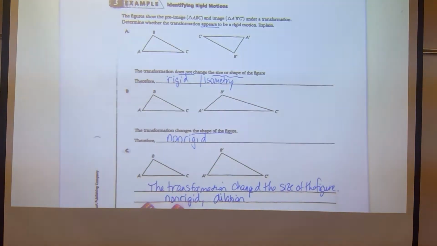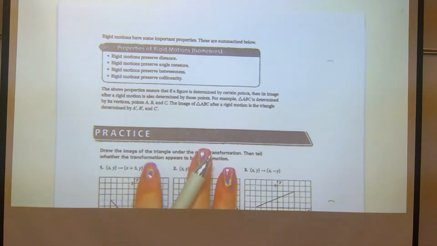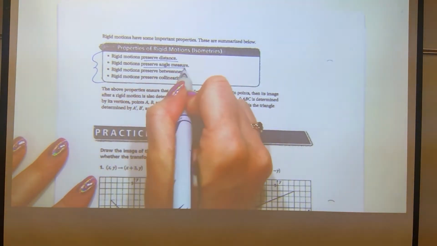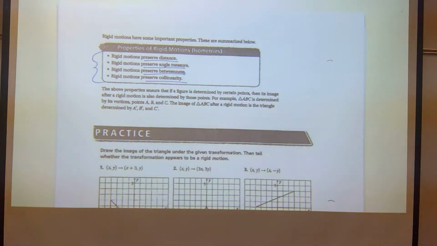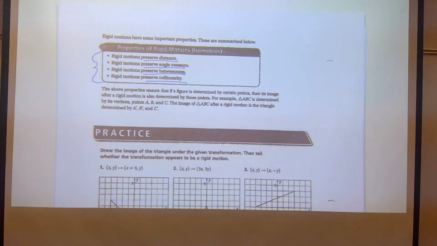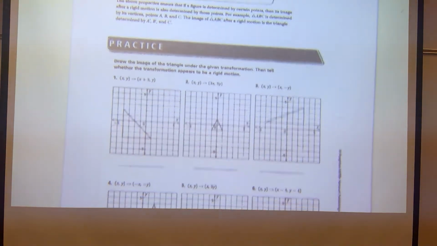Okay, next page, page 38. Rigid motions have some important properties that we have summarized right here. Rigid motions preserve distance, angle measure, betweenness, and collinearity. If one point is between two others in the pre-image, that point is still between those two others in the after image. If 2 points are on a line, then they are still on the same line. That's my collinearity part.